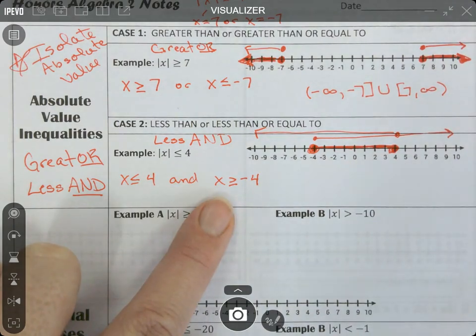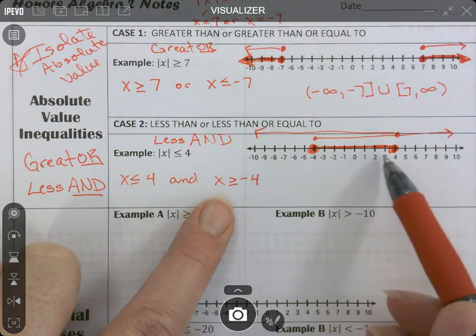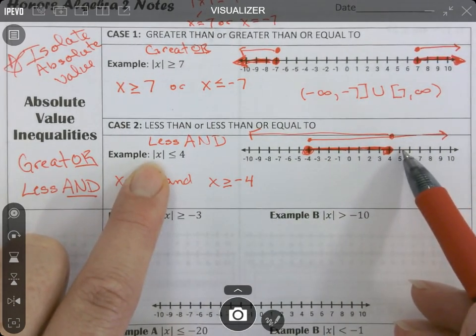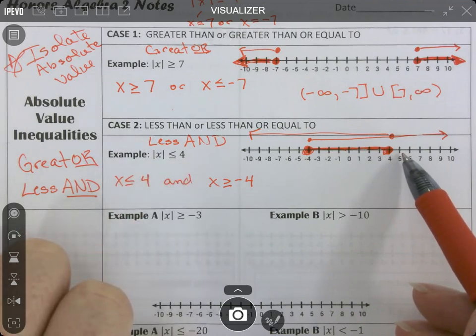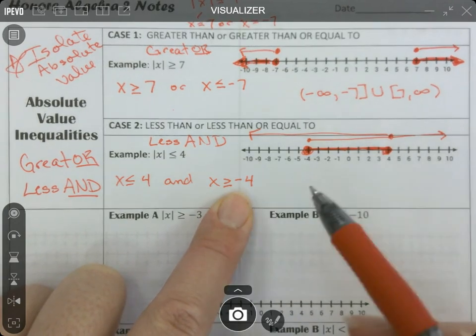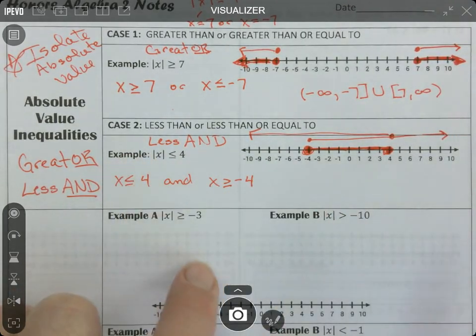What's really true, guys? If I pick any number in here or on the closed circle, it will make the statement true. If I pick something up here like 5, it's not going to be true. 5 is not less than or equal to 4. But 5 is greater than -4. So I always test in my top one. Interval notation, what's the low?